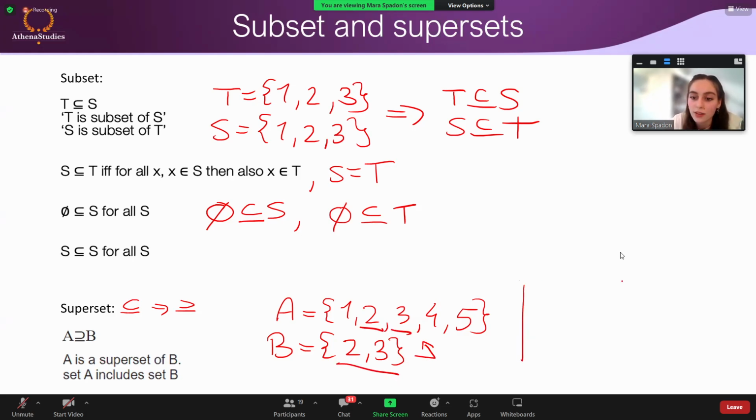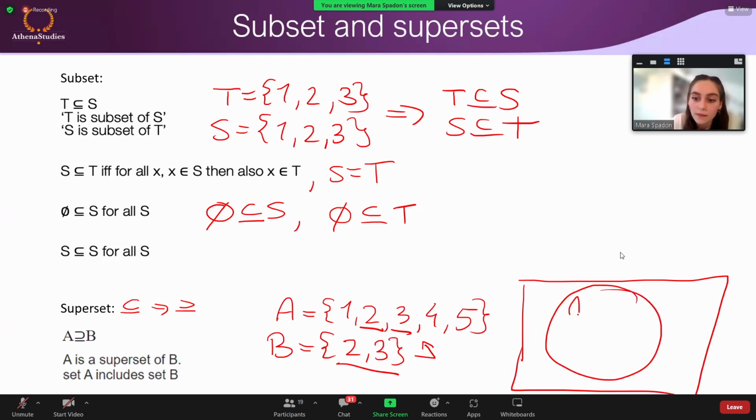And if you would write this down in a Venn diagram, it would look something like this. This is the set A, and B is included entirely in A. So then we can say A is a superset of B. Okay, so when it includes the set, it's a superset.